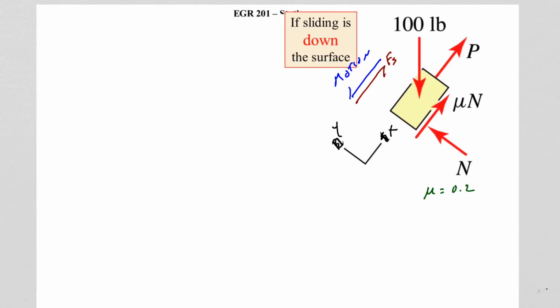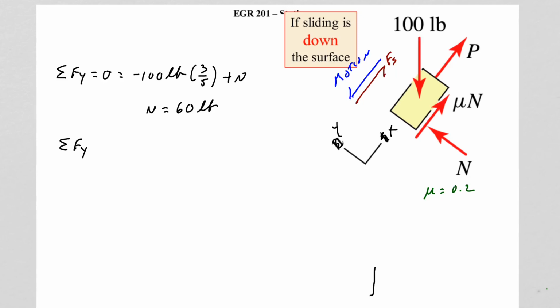So first we'll solve for our forces in the y direction. And we see that that is the same as it was for this object sliding up. And then last we will look at our forces in the x direction. And that is minus 100 pounds, this is still our weight, times 4/5, plus this time mu N plus P. And if we solve for this, P equals 68 pounds.